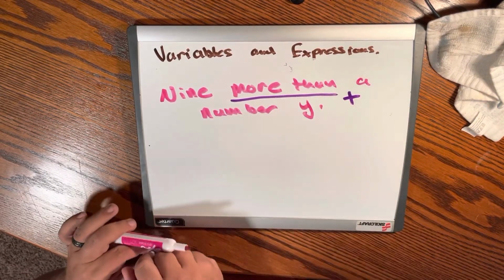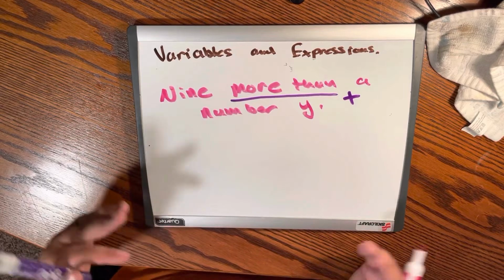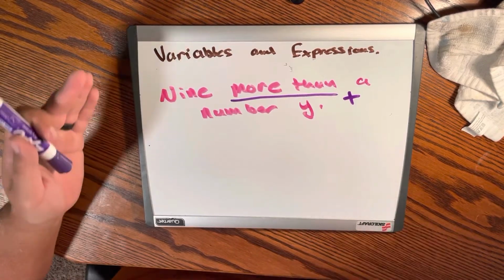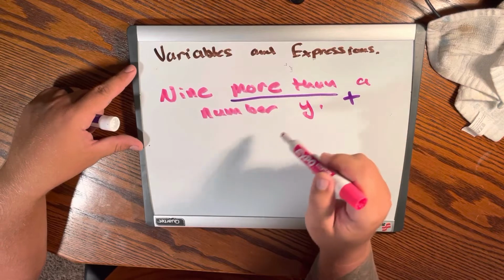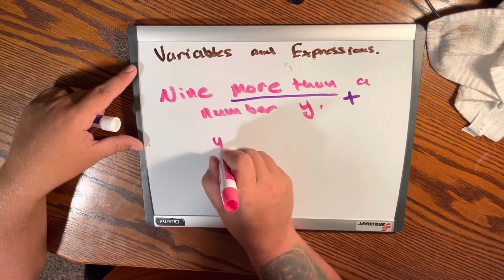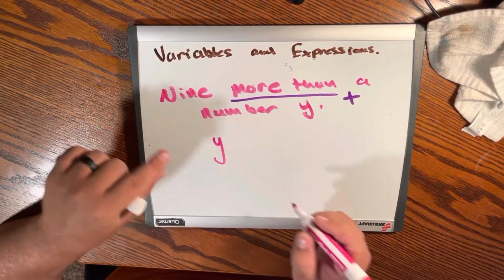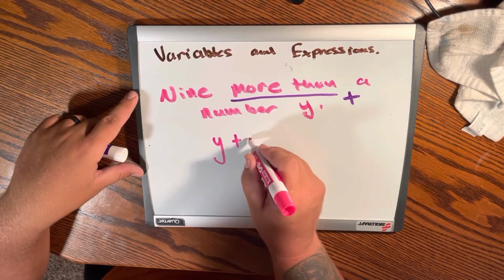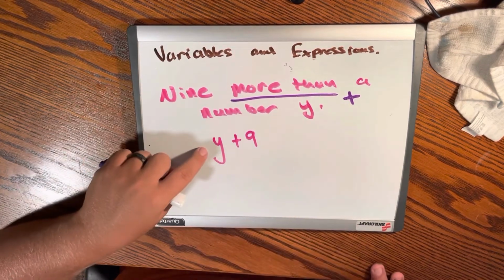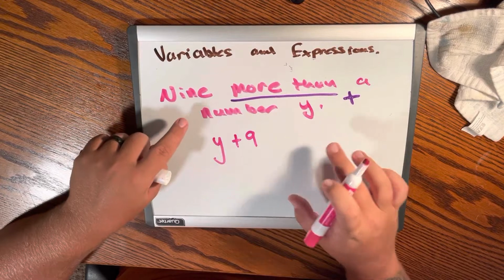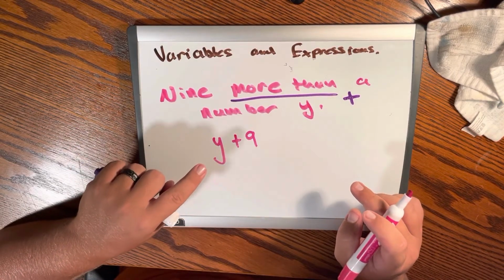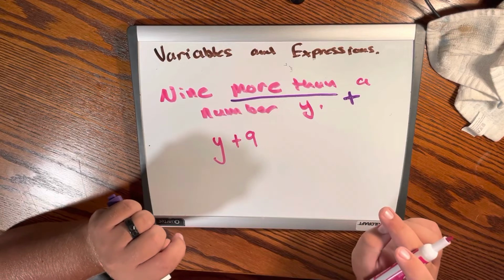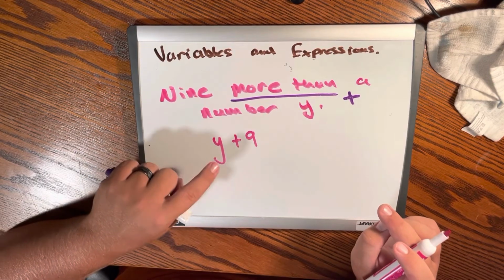So you know you're going to be adding, okay? Because whenever you have more than something, it means you have an additional amount. So 9 more than a number y. So we got y. And if it's 9 more than, it's going to be after it, because you have to start with the number y, because it's 9 more than a number. Okay, if it was 9 plus y, not quite the same thing. Okay, so you would need to have y plus 9.